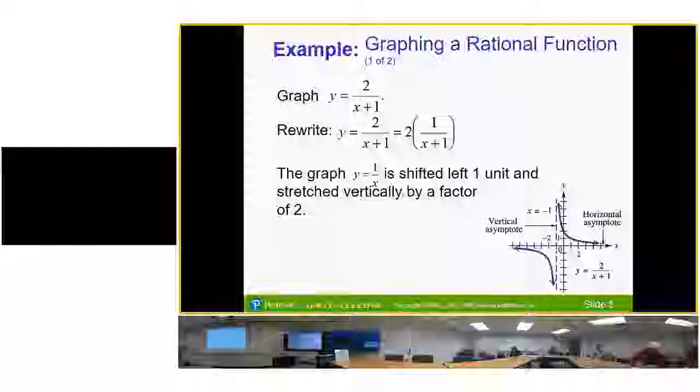Vertical asymptote. An asymptote is a vertical or horizontal line that the function converges onto but never what? Never touches. The vertical asymptote usually has a lot to do with the domain.